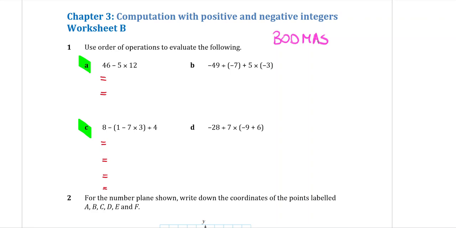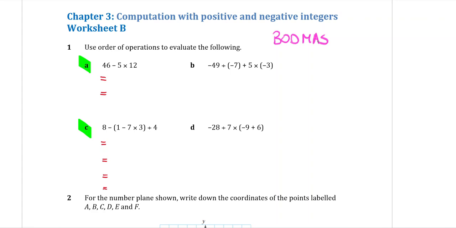Division and multiplication happen together. Division doesn't have to happen before multiplication. It will happen from left to right, whichever one happens first in your line as you're going from left to right. And addition and subtraction are the same. Whichever one happens first as you're going from left to right.